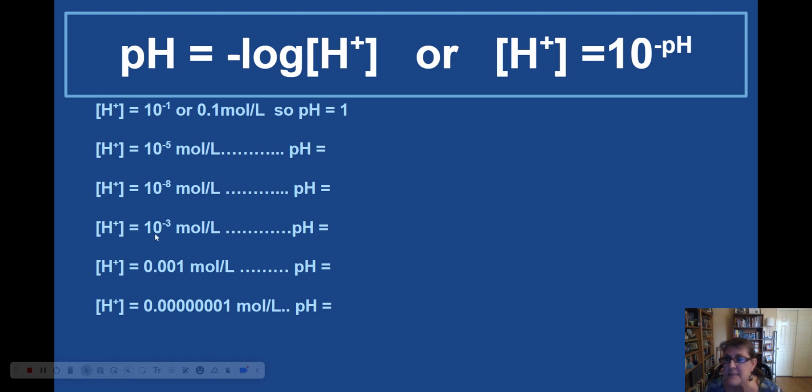What if the H+ is 10 to the minus 3 moles per liter? The pH is 3, right? And that is acidic. Yeah. What if I write it this way? H+ equals 0.001.